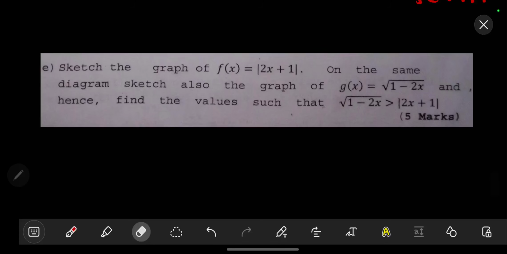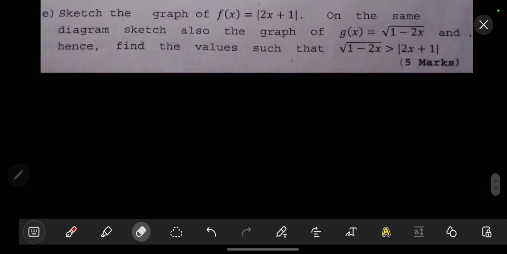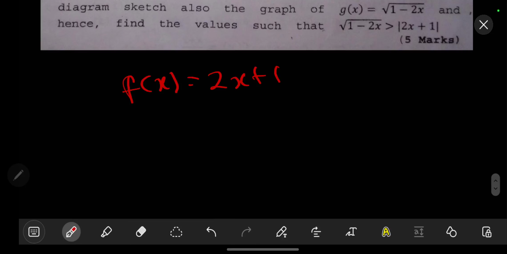For our final, we have to sketch the graph of f of x equals the absolute value of 2x plus 1, on the same diagram. Sketch this and hence find the values such that the square root of that gives you that. Let's begin with f of x equal to the absolute value of 2x plus 1.